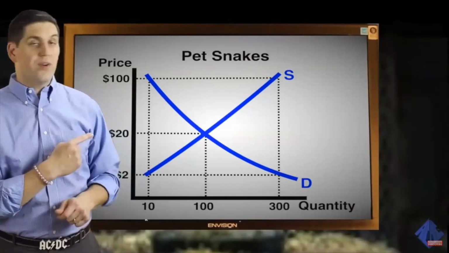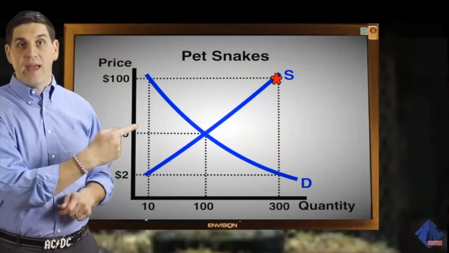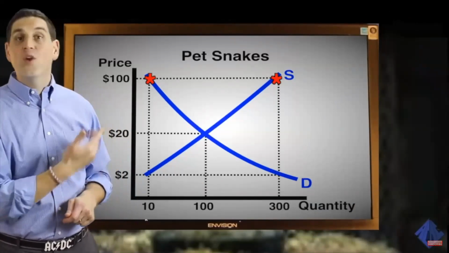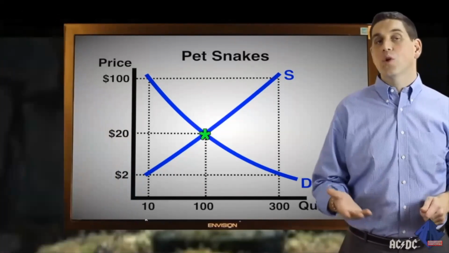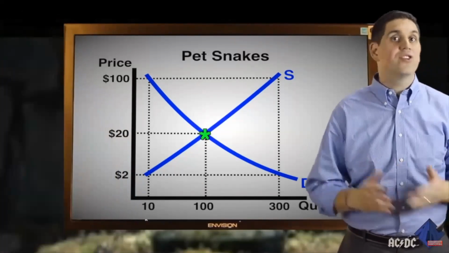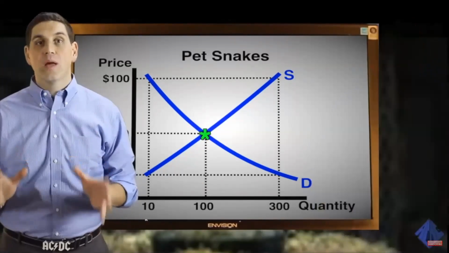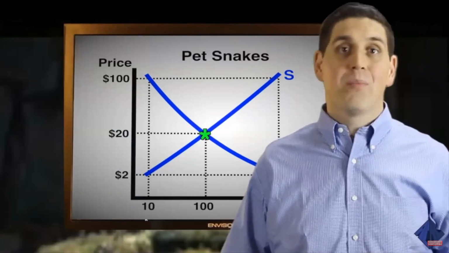If the price is up here at $100, then sellers would want to sell a bunch of snakes, but the buyers would only want to buy a few of them. This is called a surplus. At $20, the quantity demanded equals the quantity supplied. So there's no shortage and there's no surplus. This is called equilibrium. Equilibrium is like the holy grail of supply and demand.